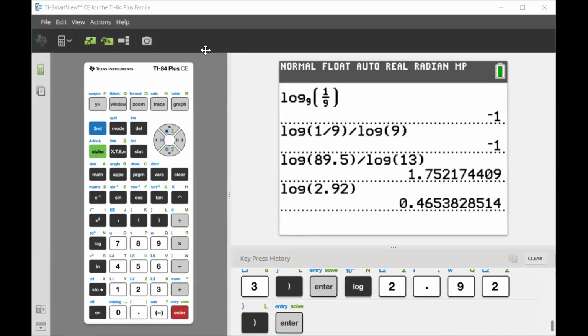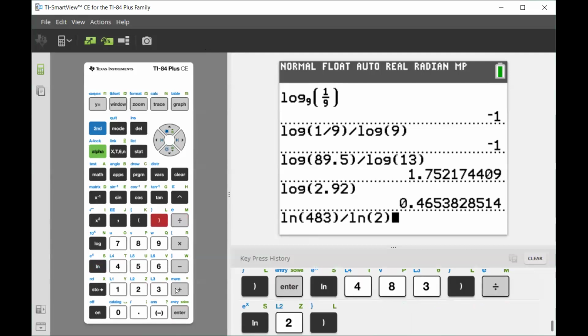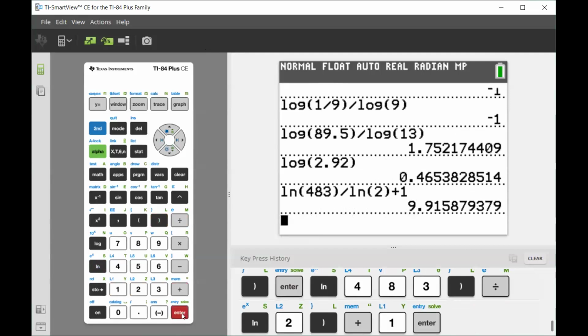Shared the wrong screen there. Okay, so it's going to be ln of 483 over ln of 2 plus 1. So 9.92 will be our solution.